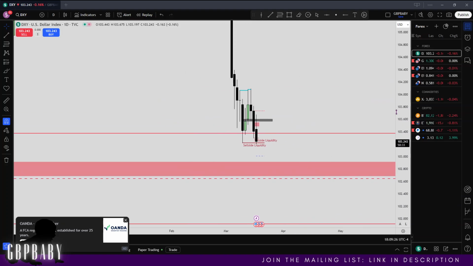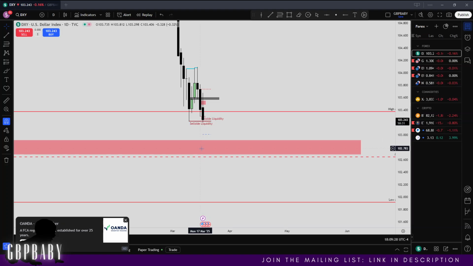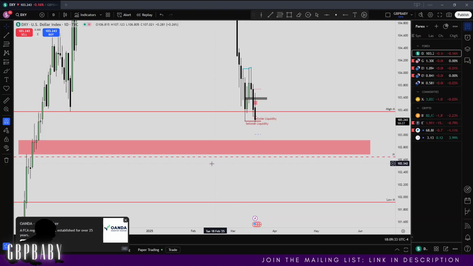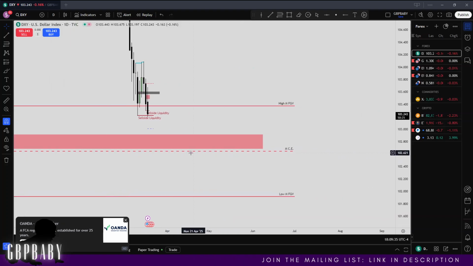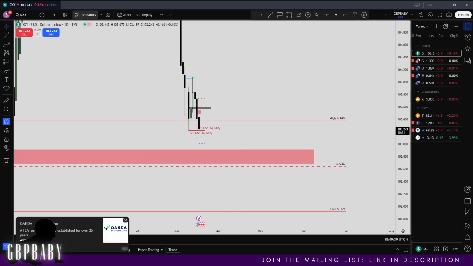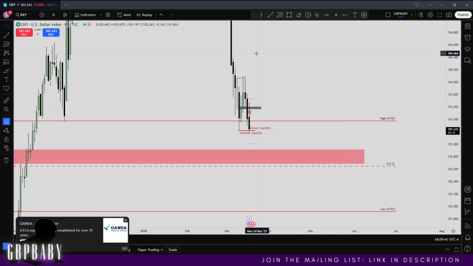So if you've been watching my videos this week, you'll know that my draw on liquidity and where I want to see price draw to is this fair value gap right here, and more specifically this monthly consequent encroachment, which is the midpoint. This is my general direction for dollar, and moving it into tomorrow and in towards Thursday, my bias remains the same in that I'm expecting price to continue to fall.